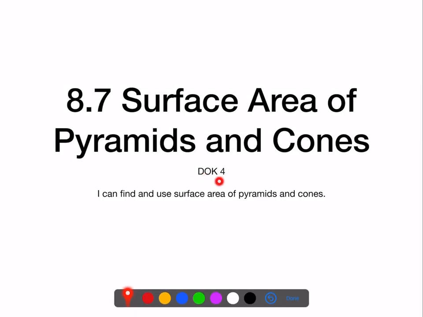Our depth of knowledge is level 4, and what you will be tested on is I can find and use surface area of pyramids and cones. So again, we're focusing on surface area, the area of the surface, that's all surface area is, and in this case we're focusing on pyramids and cones. Both have slants, so this is going to be a little bit different than our prisms and cylinders from yesterday.